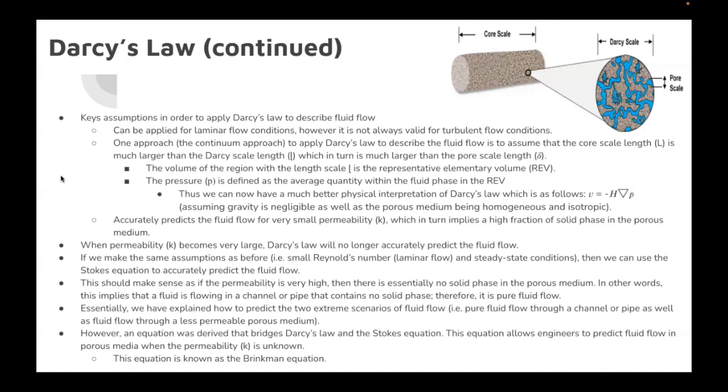Essentially, we have explained how to predict the two extreme scenarios of fluid flow: a pure fluid flow through a channel or a pipe, as well as fluid flow through a less permeable porous medium. However, an equation was derived that bridges Darcy's law and the Stokes equation. This equation allows engineers to predict fluid flow in porous media when the permeability K is unknown. And this equation is known as the Brinkman equation. And I will now pass off the next slide to Kevin.